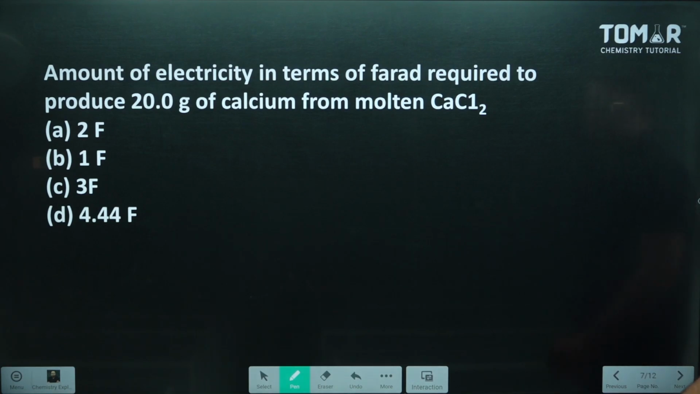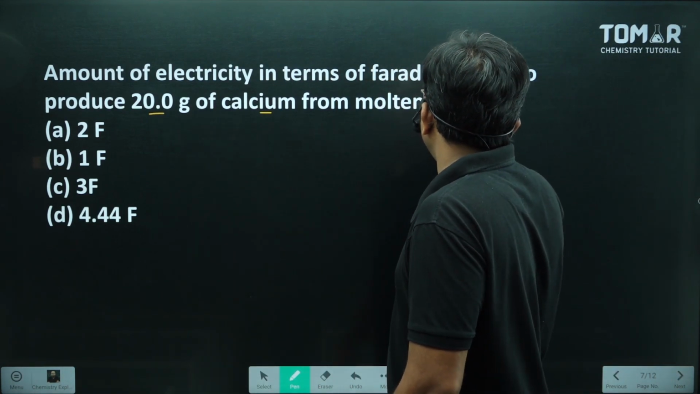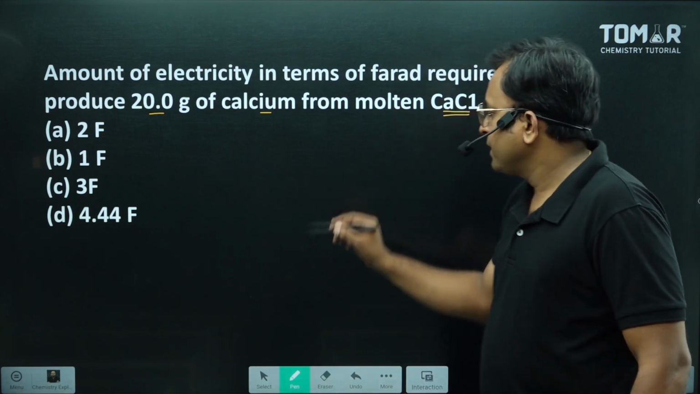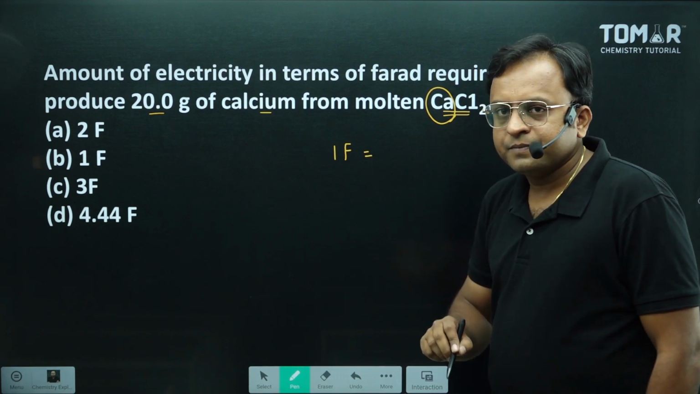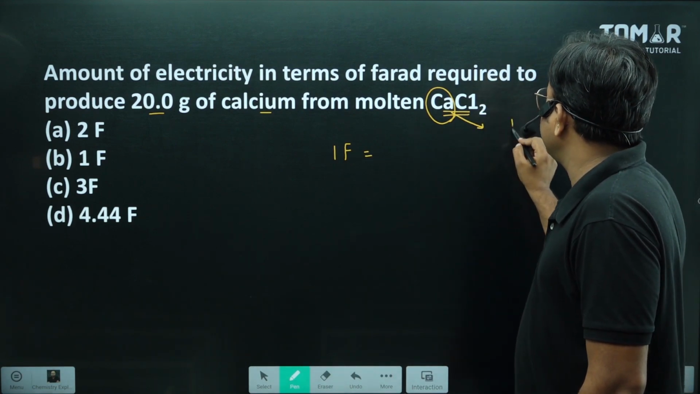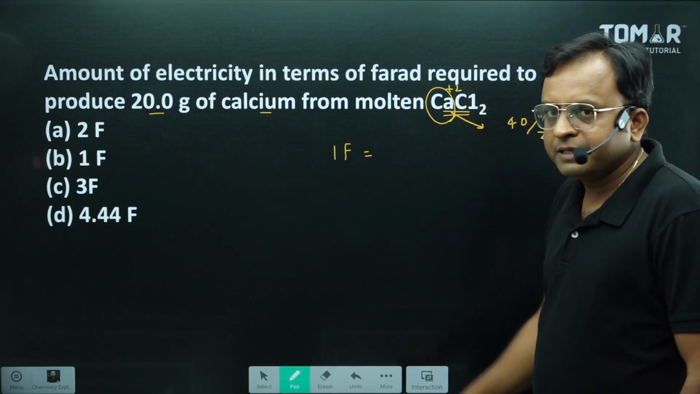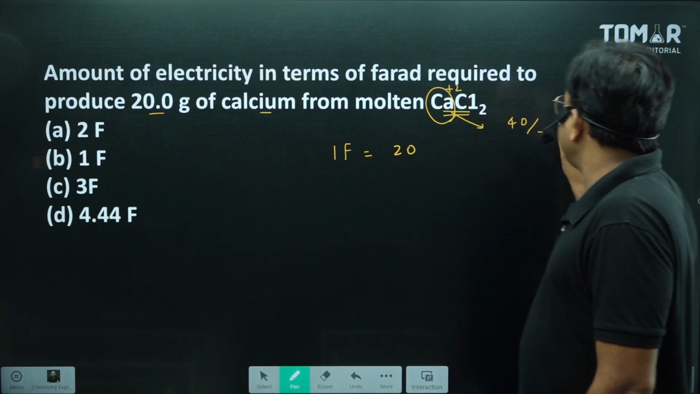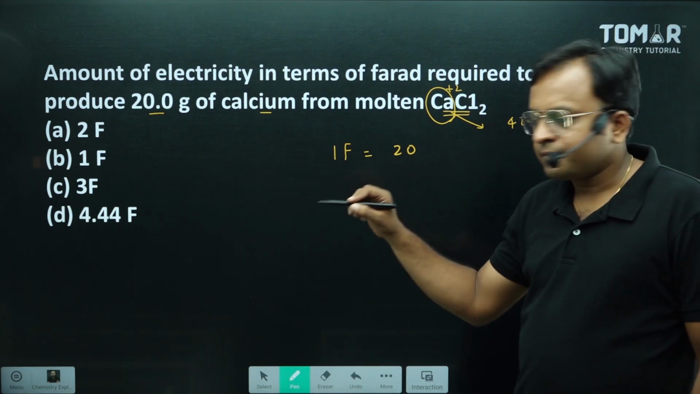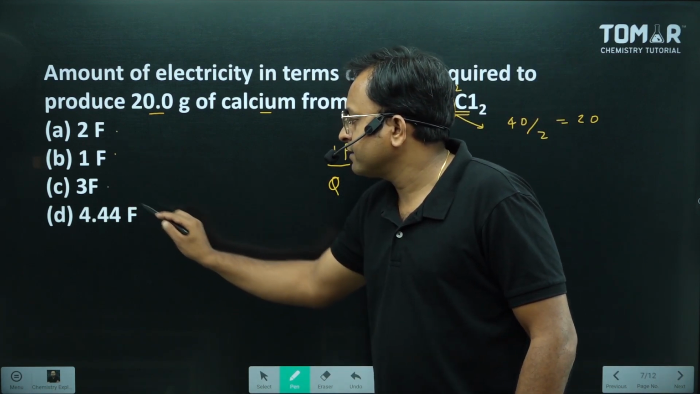What is the amount of electricity in terms of farad required to produce 20 gram of calcium from molten CaCl2? One farad will deposit one equivalent of calcium, and one equivalent of calcium is 40/2 because it has oxidation state of +2. So its equivalent weight is 20. 40/2 is 20. Now we have to find the charge in terms of farad.